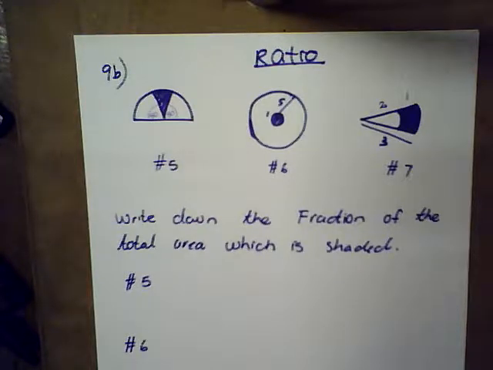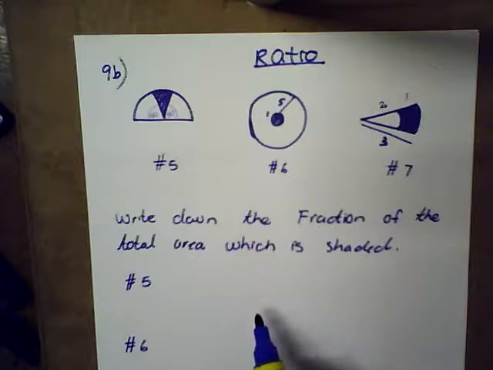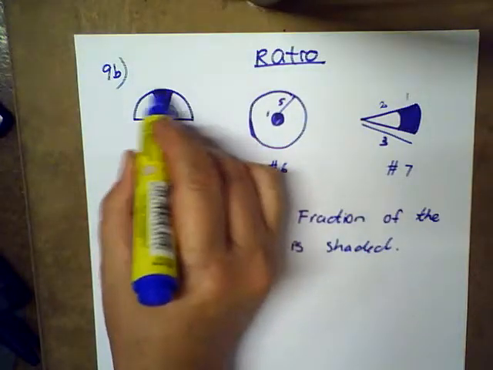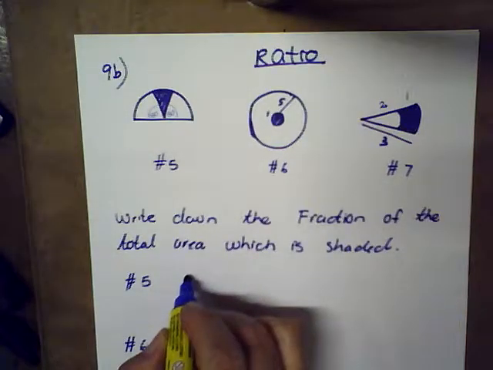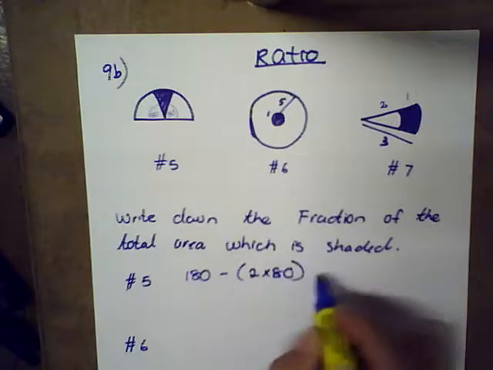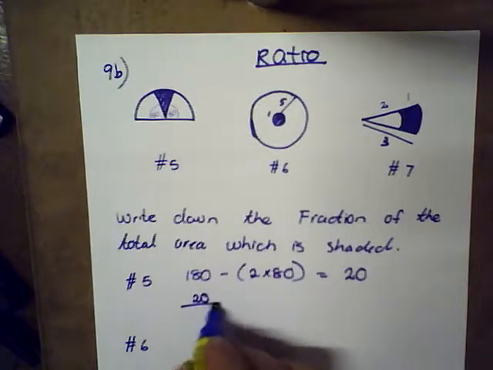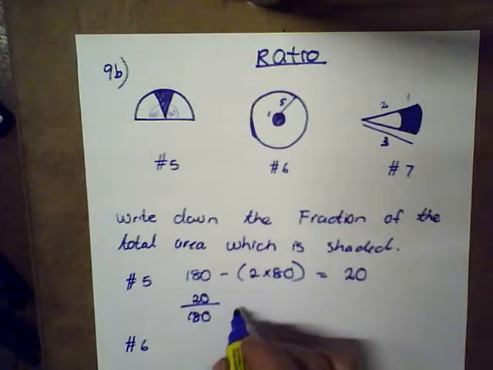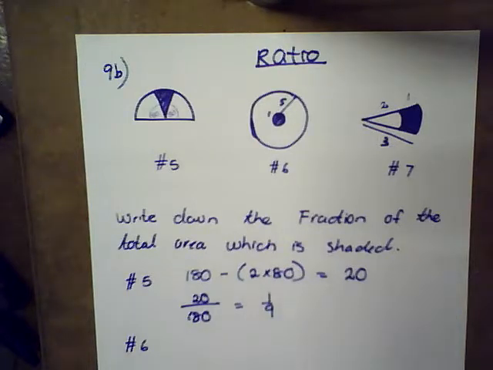For each of diagrams 5 and 6, write down the fraction of the total area which is shaded. So the first one, I can see that I've shaded that little segment there. This is 80 degrees and 80 degrees. So I know it is 180 minus 2 times 80, that would give me 20 degrees. It is 20 degrees over a total amount of 180 degrees. It's 2 over 18 or 1/9. Okay, and that's what they wanted. They want it as a fraction, and I'm done.